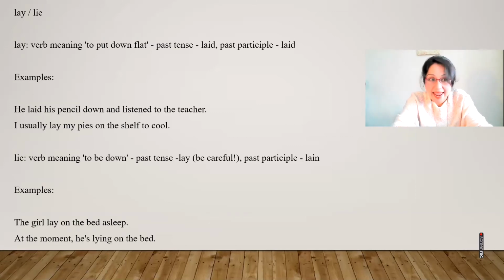Then you have your lay and lie. Okay, so lay is a verb meaning to put down flat, and the past tense is laid, and the past participle is also laid. Okay, so he laid his pencils down and listened to the teacher. I usually lay my pies on the shelf to cool. All right, so this is your lay. That means to put something down flat. That is your lay. And lie, again, is also a verb, to be down.